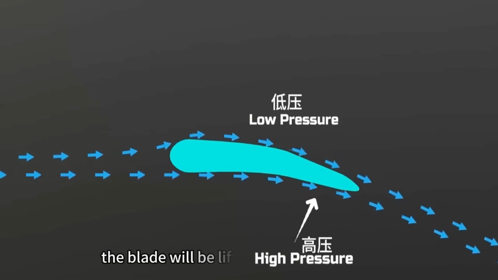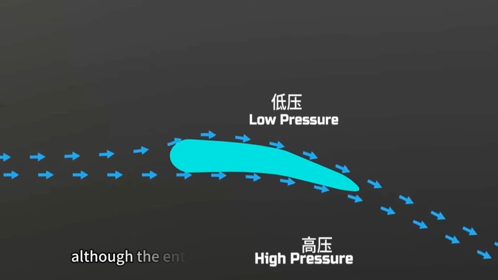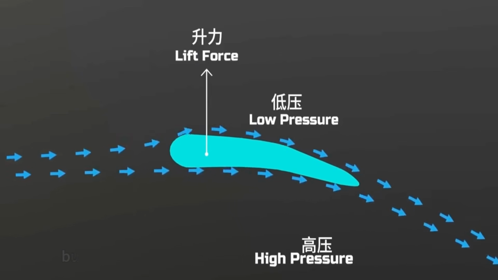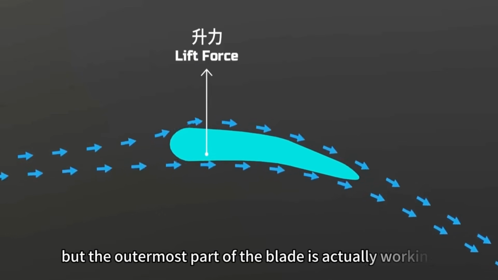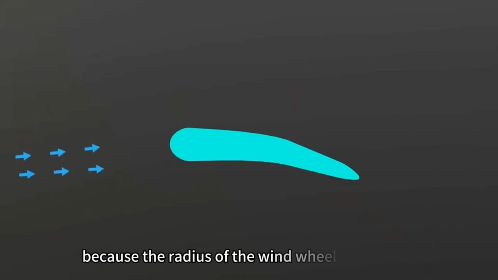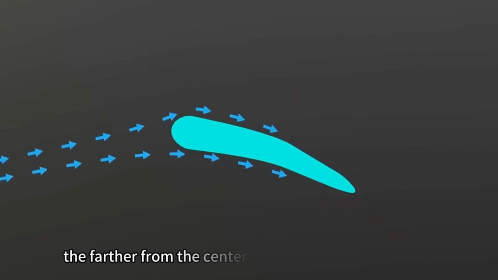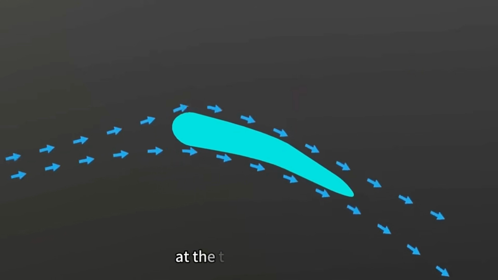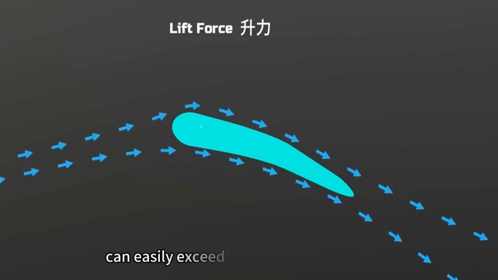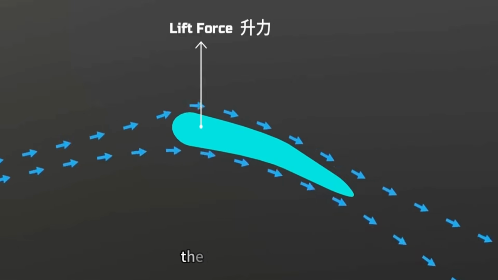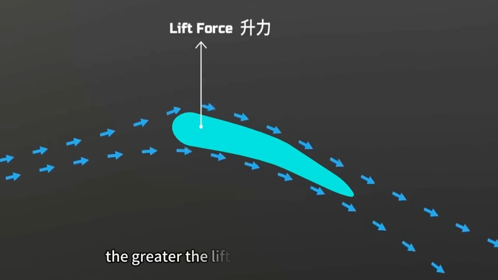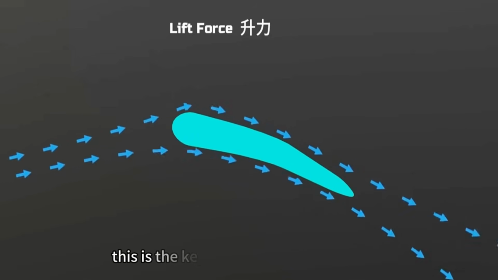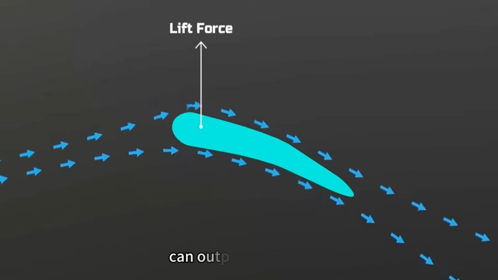The blade will be lifted and rotated forward. Although the entire wind wheel seems to rotate slowly, the outermost part of the blade is actually doing the work, because the radius of the wind wheel is too large. The farther from the center, the higher the linear speed. The tip of the blade can easily exceed 200 kilometers per hour. The faster the speed, the greater the lift generated by the blade. This is the key reason why wind turbines can output huge power.